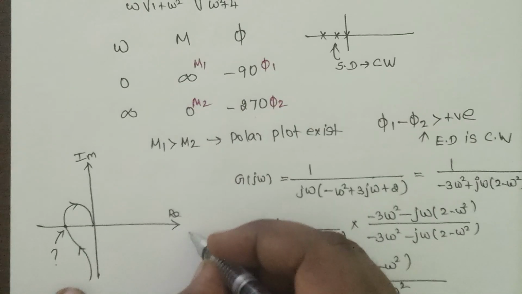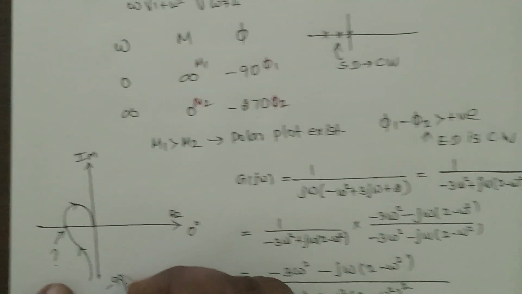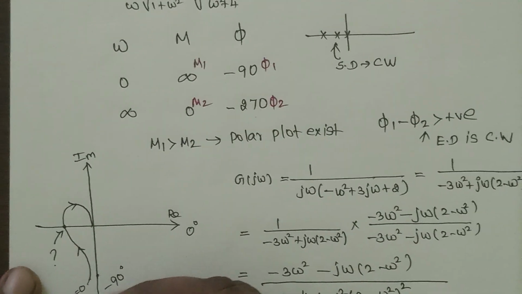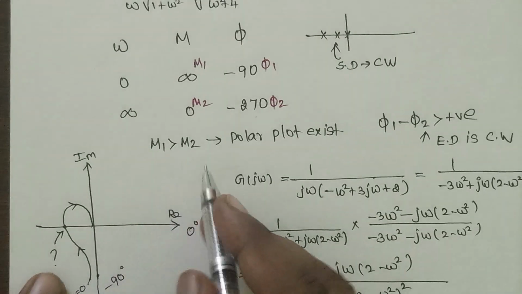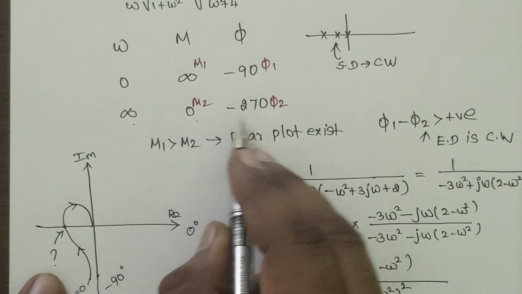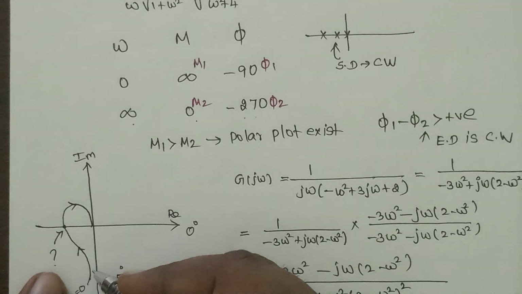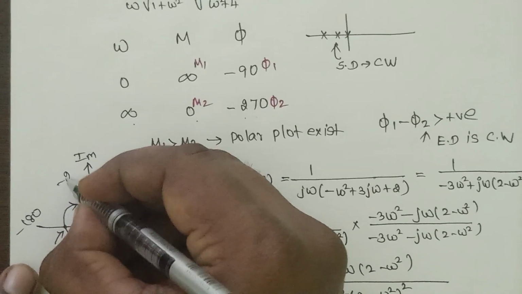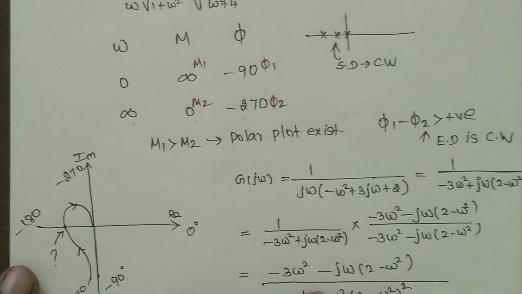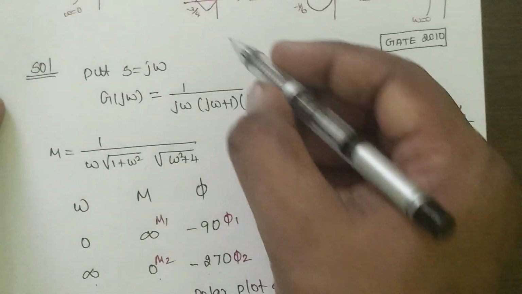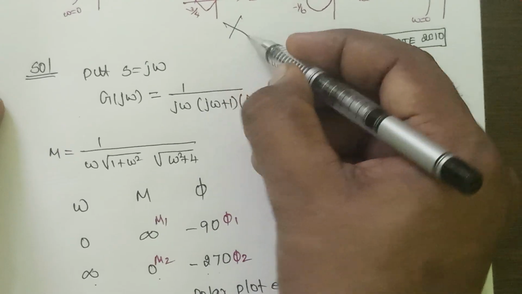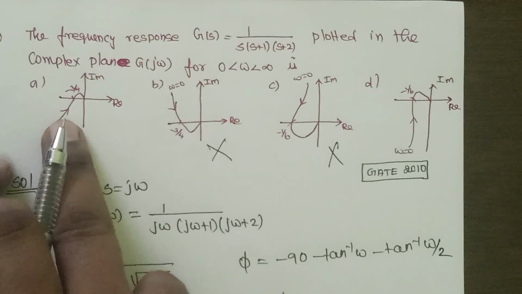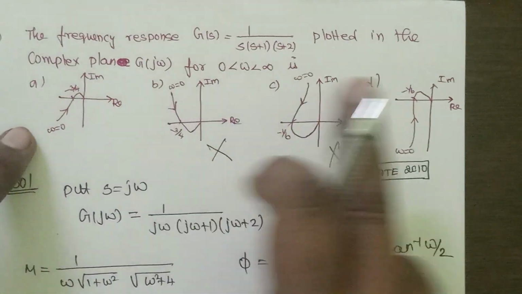So from this we can identify that when omega is equal to 0, magnitude is infinity and phase angle is minus 90 degrees. When omega is equal to infinity, magnitude is 0 and angle is minus 270 degrees. So the curve is drawn like this, going through minus 90, minus 180, minus 270. From this we can eliminate options B and C, as the plot is totally different. So now the correct answer may be A or D.